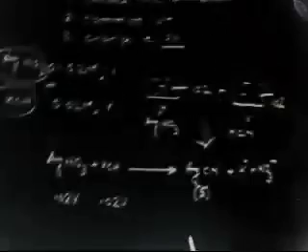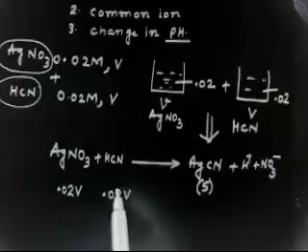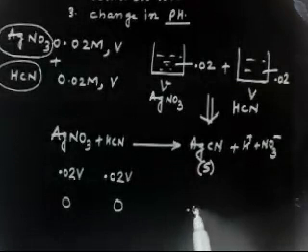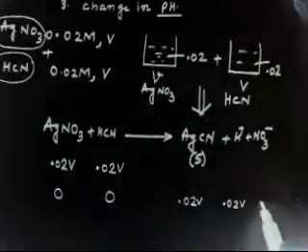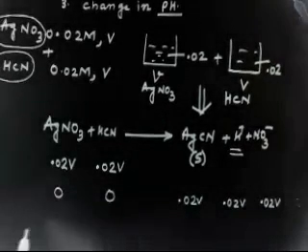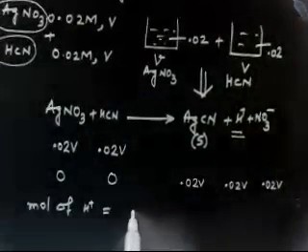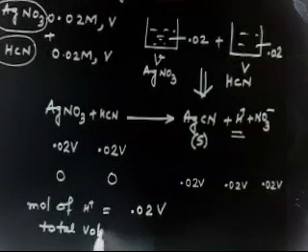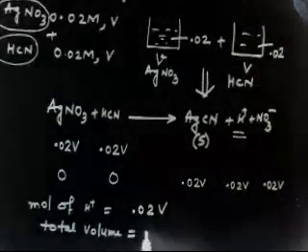So initially you have AgNO3 and HCN. After some time, 1 mole reacts with 1 mole, so this total will react with this total. So after some time you will have 0 mole of this, 0 mole of this, AgCN that is formed 0.02 into V mole, H+ that is formed 0.02 into V mole, NO3- that is formed 0.02 into V mole. I am interested only in H+. So mole of H+ will be 0.02 into V. What is the total volume of solution? This will be V plus V, because the volume of this is V, this is V. So total volume is 2V.